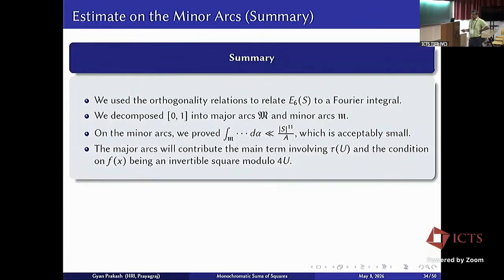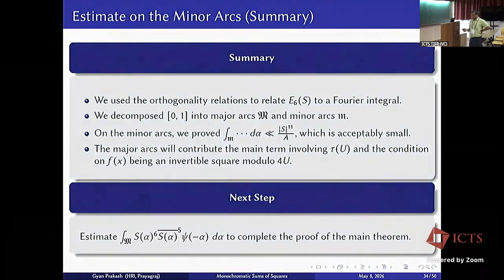So we use the orthogonality relation to relate E6(S) to this Fourier integral. We decompose into the major arc and minor arc. On the minor arc, we produce a bound which is acceptably small because that is going into the error. And then the major arc will contribute the main term involving tau(u) and the condition on f(x) being invertible square modulo 4u. f(x) was this x1 plus x6 minus x7 minus x8 minus x9 minus x10 minus x11 is invertible square modulo 4.